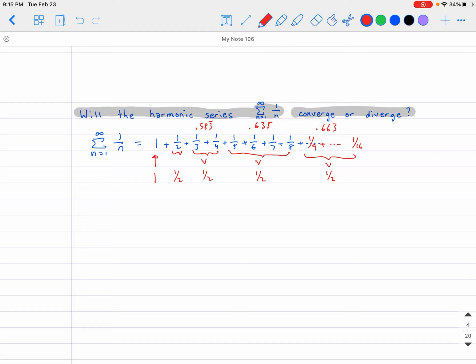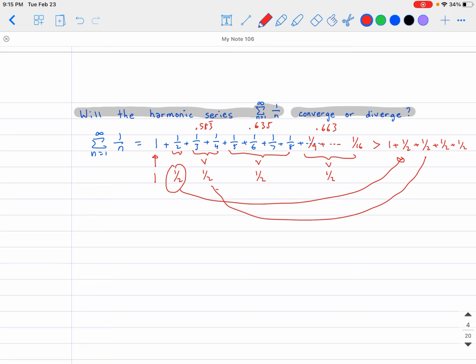So the question is, once again, does this converge or diverge? Well, if all of those terms are going to be greater than 1/2, then that means what I can compare it to is the following. This is going to be greater than 1 plus the first group, plus 1/2, plus the second group, that's 1/2, plus the third group, that's 1/2, plus the fourth group, that's 1/2. So this guy right here is going to be this 1/2. This guy right here, that's going to be this 1/2. This guy right here, that's going to be this 1/2. This guy right here, that's going to be this 1/2.